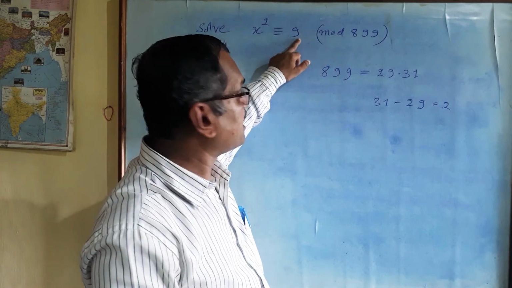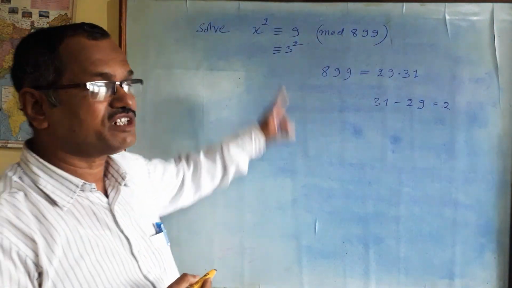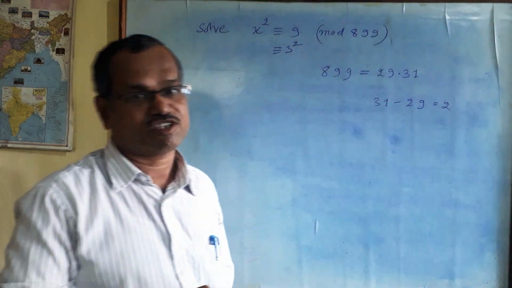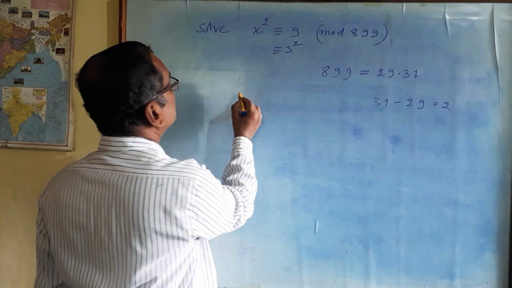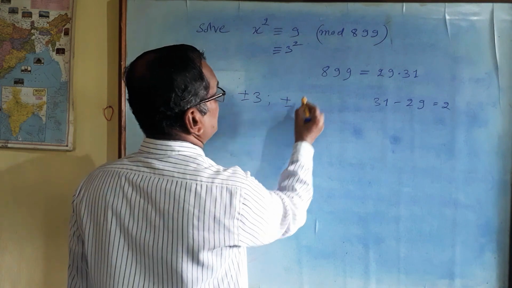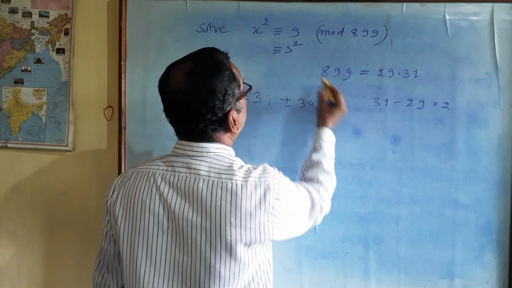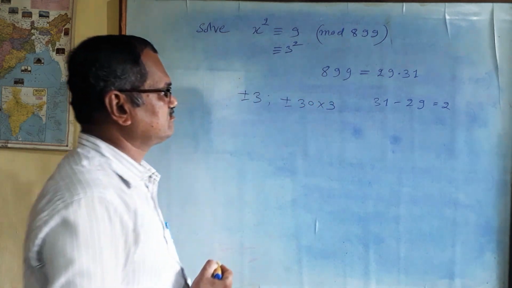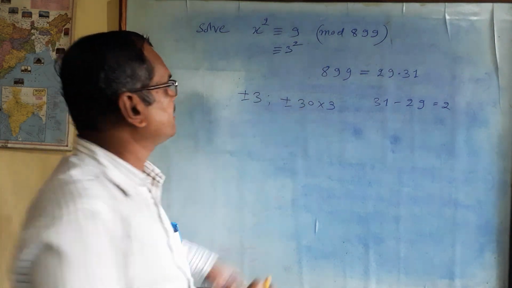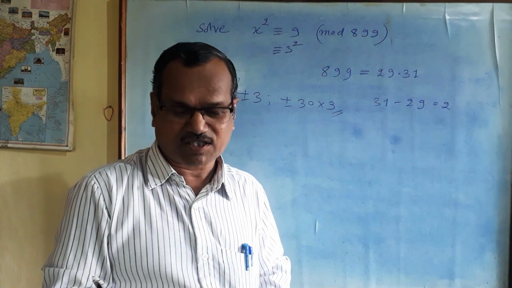Definitely 9 can be written as 3 square. So it is x square congruent to 3 square mod 29 into 31. So there will be 4 solutions. 2 solutions will be plus minus 3. And the other 2 solutions are definitely plus minus the middle number of 29 and 31, which is 30, into that number 3. So these are the 4 solutions. You have to use the Roy formulation and then you get these 4 solutions directly. Let us try to calculate it as your homework. Okay. Thank you.